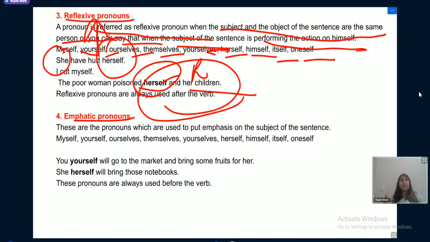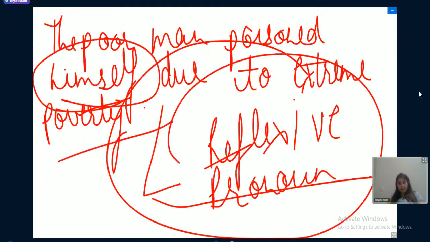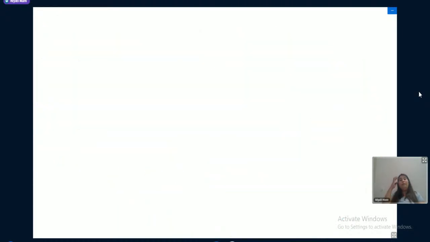There is another thing you need to remember about the reflexive pronoun, and that is that reflexive pronouns are always used after the verb. Okay. Now let us try to understand the logic behind emphatic pronouns.